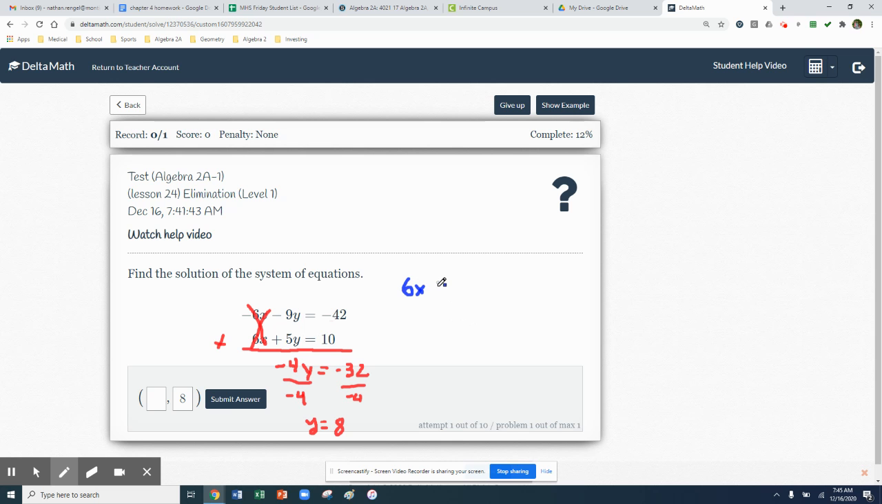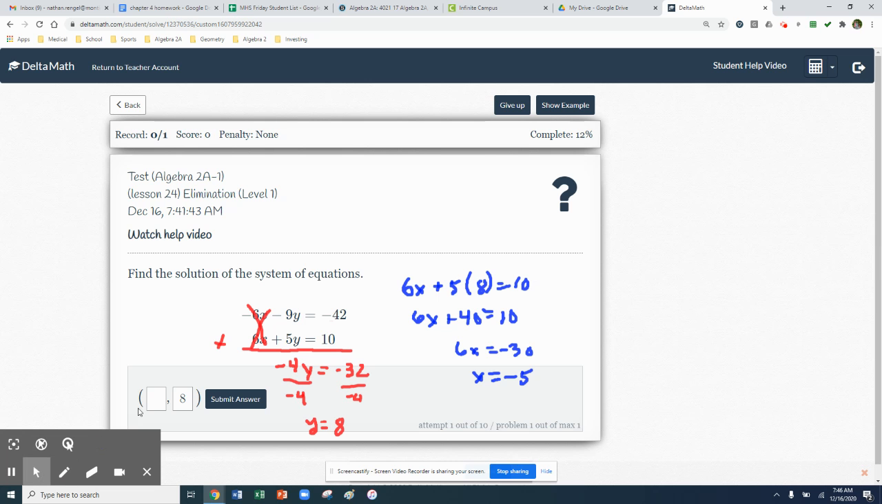That bottom equation is 6x plus 5 times y, which I'm going to do 5 times 8, equals 10. Then 6x plus 40 is going to equal 10. And then I subtract the 40 over. That's going to give me 6x equals negative 30. And then you'll get x is equal to negative 5. Then we can go ahead and put negative 5 in for x.